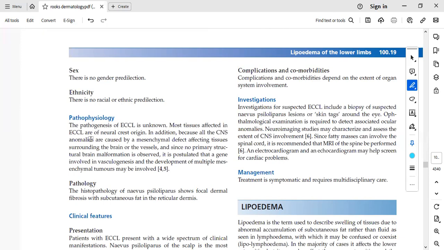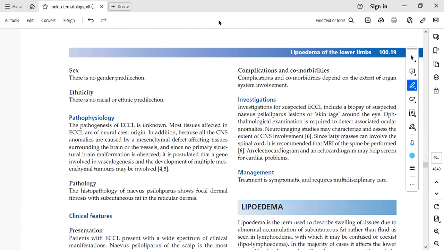Most tissues affected in ECCL are of neural crest origin. In addition, because all the CNS anomalies are caused by mesenchymal defect affecting tissues surrounding the brain or the vessels, and since no primary structural brain malformation is observed, it is postulated that a gene involved in vasculogenesis and the development of multiple mesenchymal tumors may be involved.